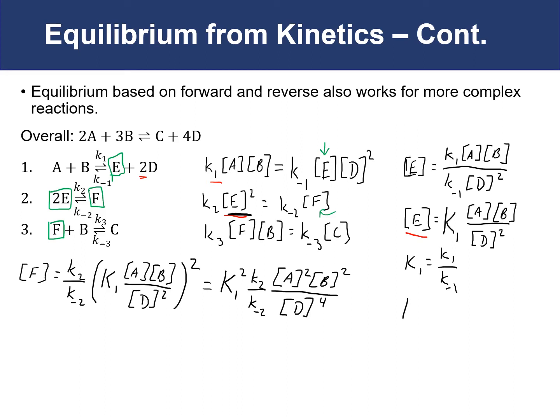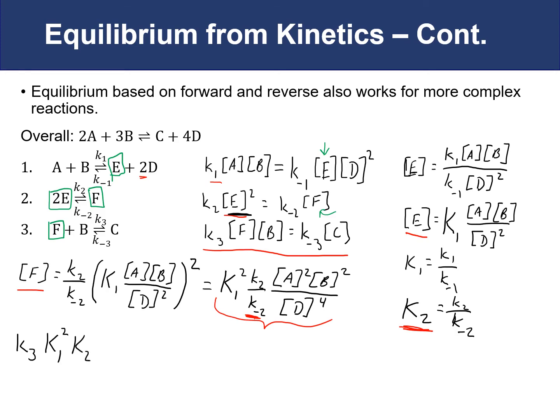We will also take another equilibrium constant, capital K2, and set that equal to little k2 over little k minus 2. Okay, we can now plug the expression we have for F into our third series of rate laws. This gives us k3 times this thing here. For this, I'm going to replace little k2 over k minus 2 with our equilibrium constant there. So that gets us times capital K1 squared times K2 times A squared B squared over D to the 4th power.